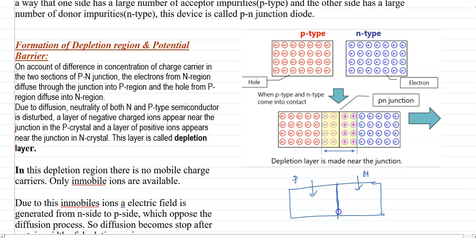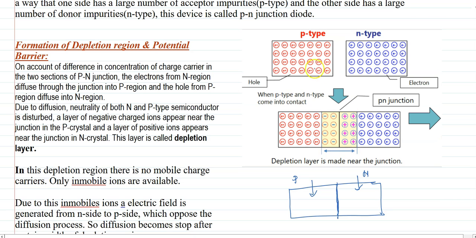There, a process called diffusion occurs. Due to diffusion, we get a barrier or region. This region is called the depletion region. How this region occurs, I will explain.